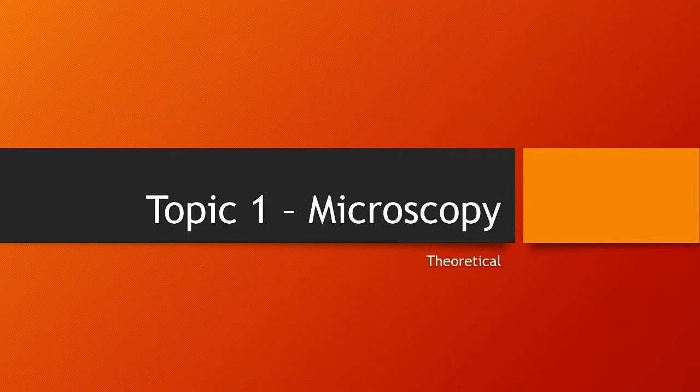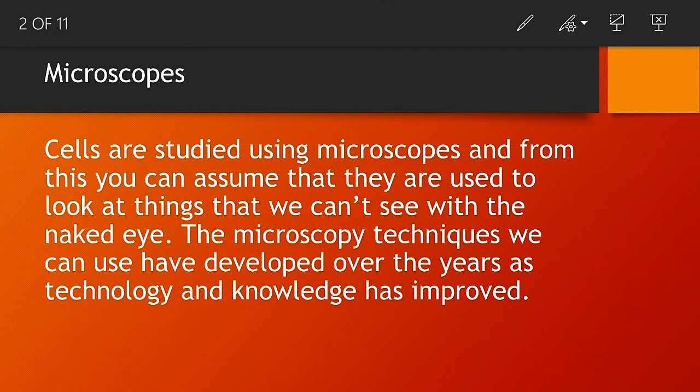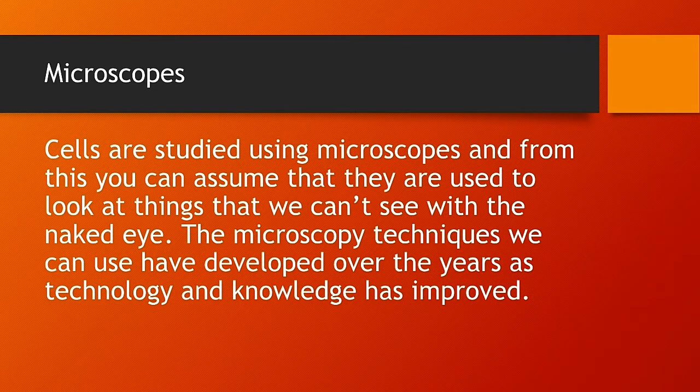In this video we will be looking at microscopy and what it is used for. A microscope is very important for biology, so let's begin. Cells are studied using microscopes, and from this you can assume that they are used to look at things that we can't see with the naked eye.